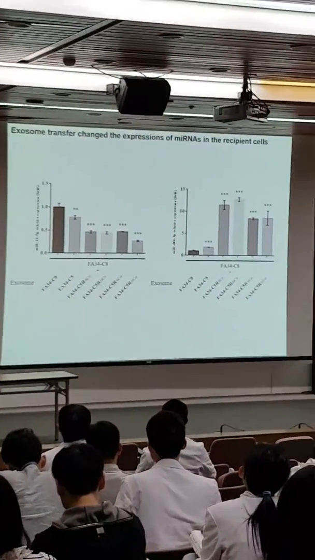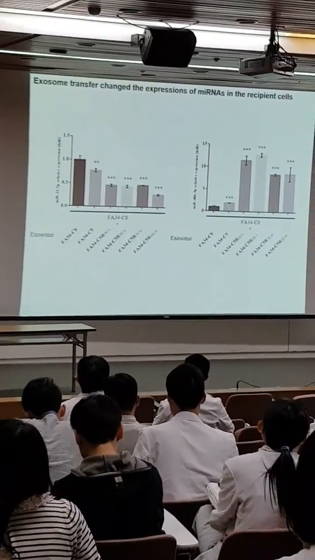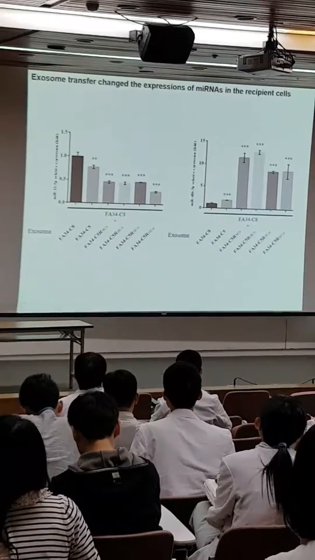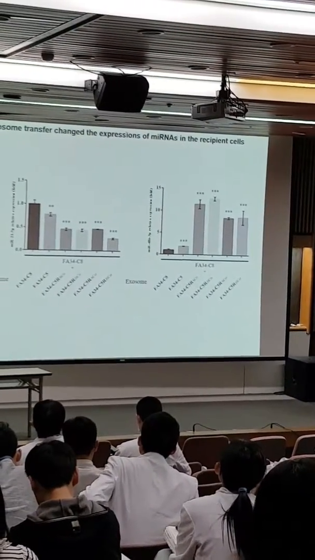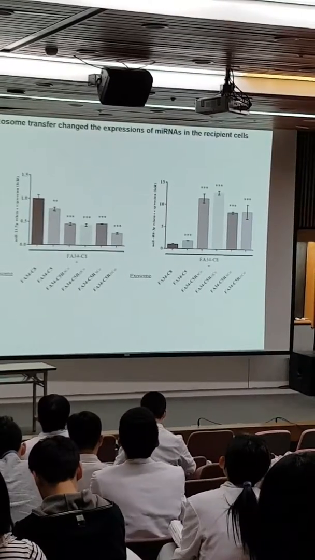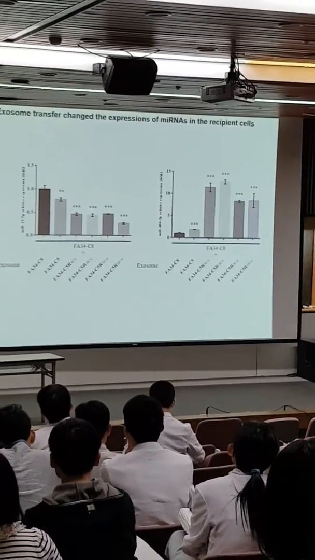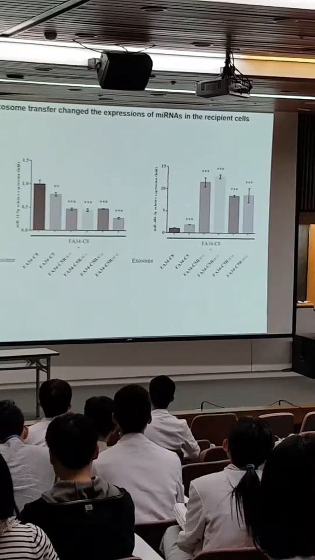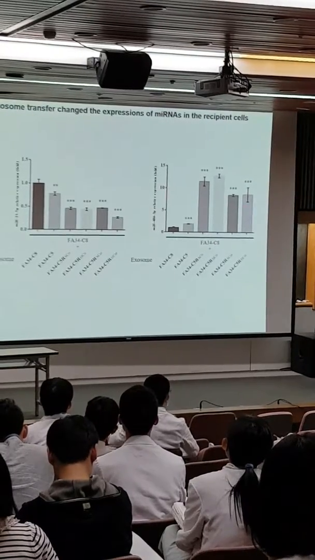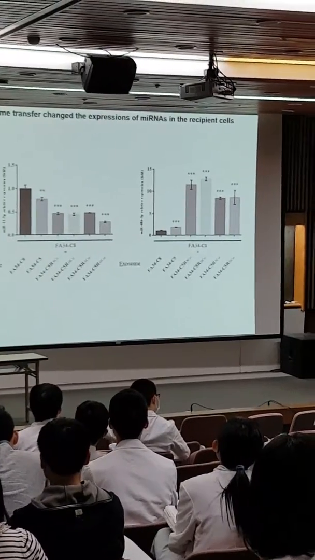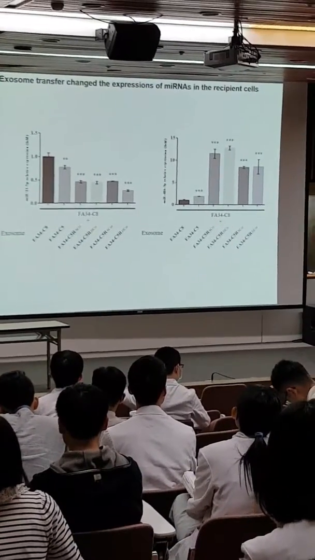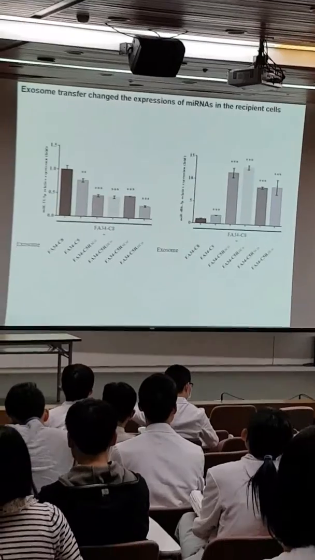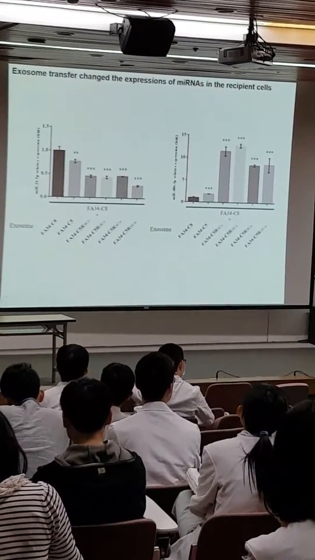And you can see the confirmation here, if we transfer the exosomes from one subclone to another, you can see after the transfer, the resistance, or the expression of some of the mediators we believe to be mediating the resistance, will be much elevated compared to the control population of cells.